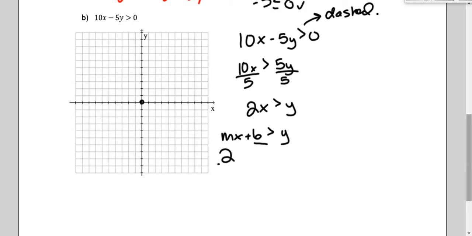My rise over run is up 2, over 1, down 2, over 1. Okay, and then we draw our dashed line. Once you have that drawn, you need to do a test point. We can choose 1, 1 because that is not on the line, that is right next to it, so test point.